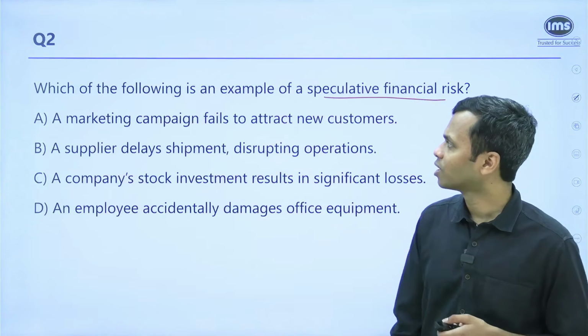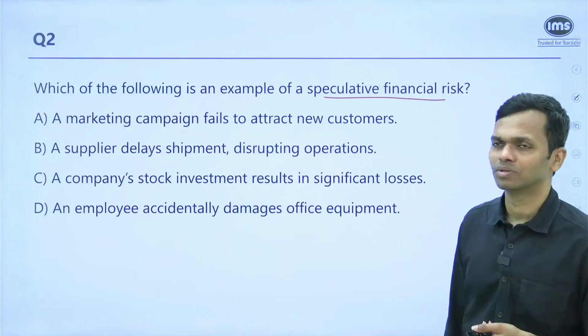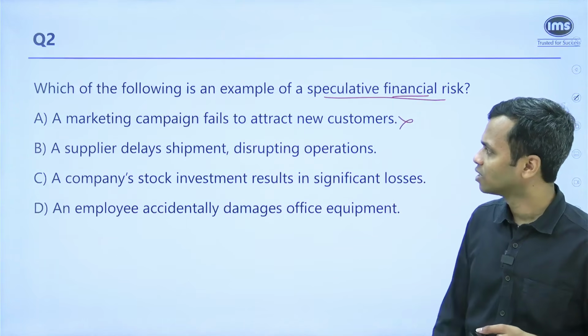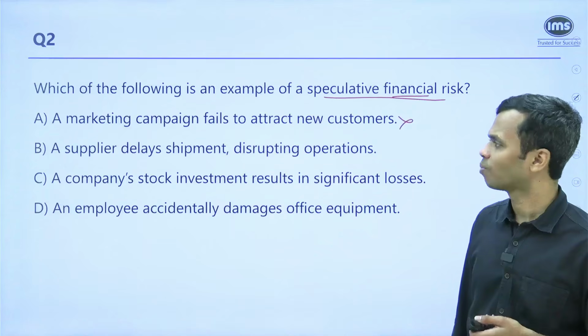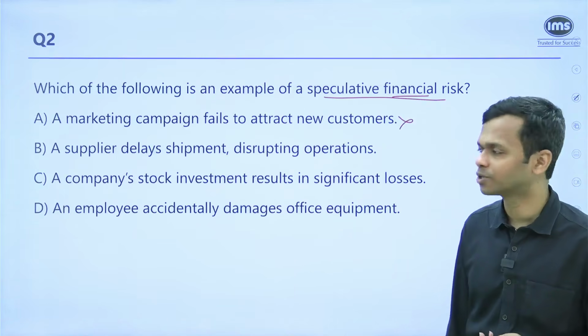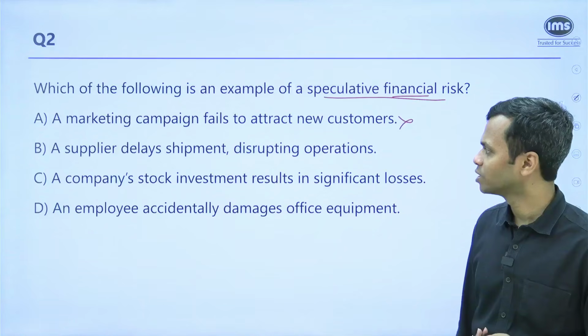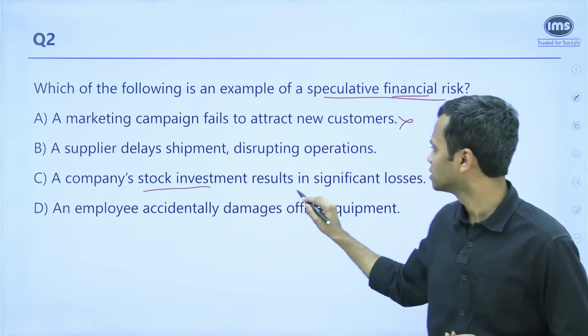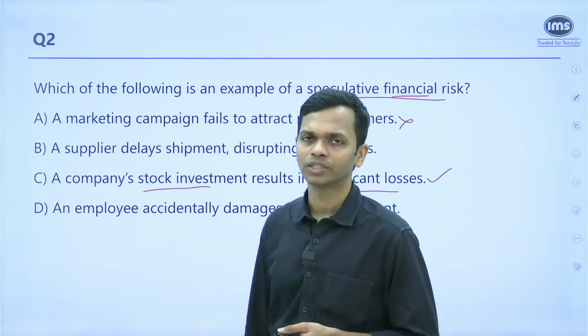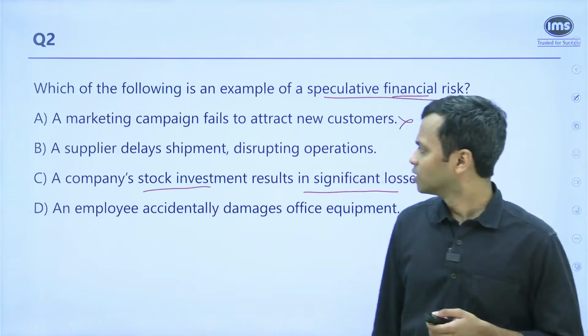The first says a marketing campaign fails to attract new customers. Okay, not related to speculative financial risk. A supplier delayed shipment disrupting operations. Again, not finance risk. This is an operational risk that you have. C says a company's stock investment results in significant losses. Right. So this is the answer that we are looking for. Option C. Okay. Let's move to the next one.